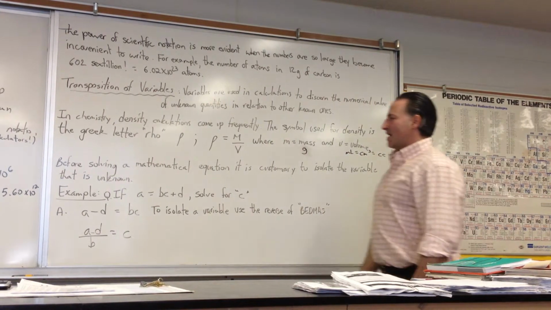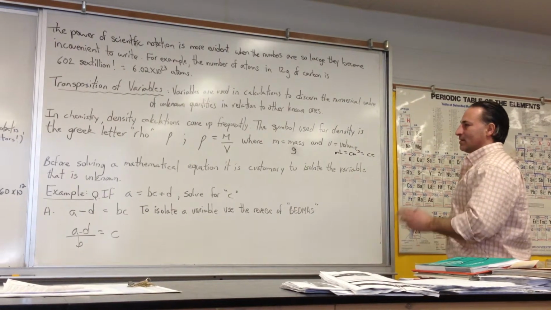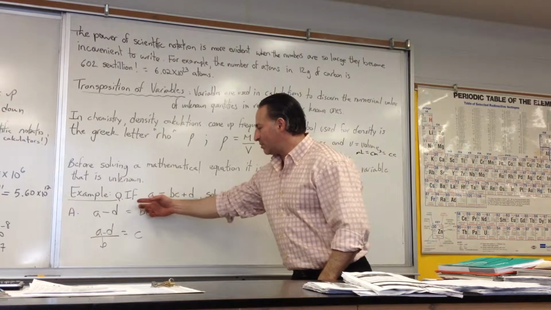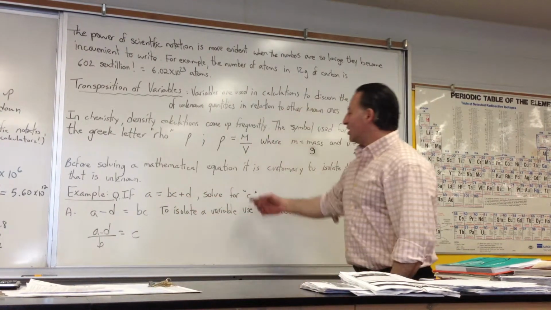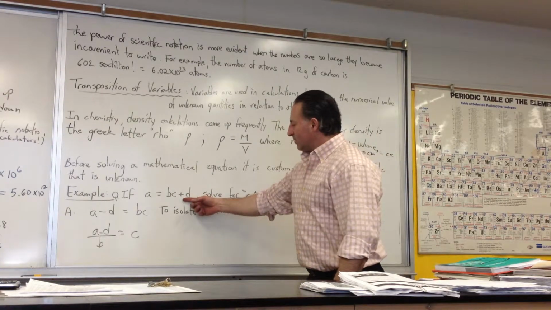So before solving a mathematical equation, it is important and customary to isolate the variable that is unknown. So I'll give you an abstract equation for an example. If A is equal to BC plus D, solve for C. Well, the first thing you would do is transpose the D.